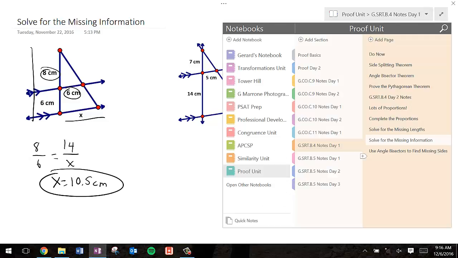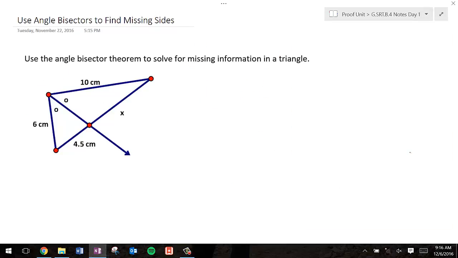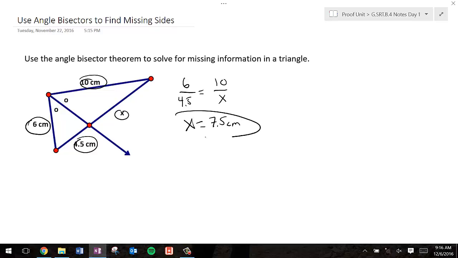Our last example is when we use angle bisectors. So we said this angle bisector created a proportion left to right. So I can say that 6 over 4.5 is equal to 10 over x. So long side over short side, long side over short side. And when you cross multiply, you would get x equals 7.5 centimeters.